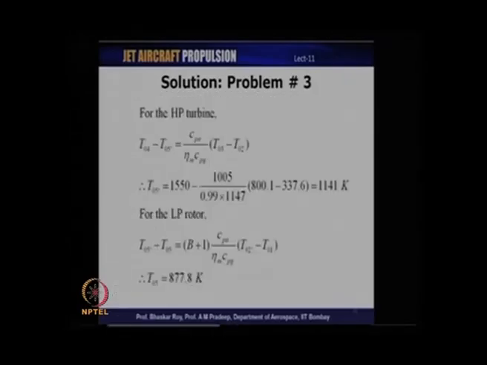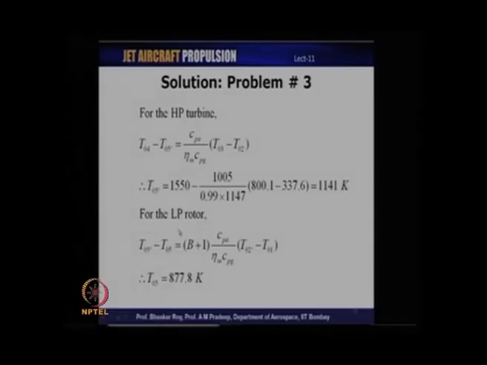Now, we move on to the core nozzle or the core engine. So, for the HP turbine, we have the work done by turbine equated to the work required by the compressor. So, HP turbine drives the compressor. So, the temperature drop across the HP turbine, T04 minus T05 prime, is Cpa divided by mechanical efficiency into Cpg into T03 minus T02. So, we simplify this and we get the HP turbine exit stagnation temperature, which is 1141 Kelvin.